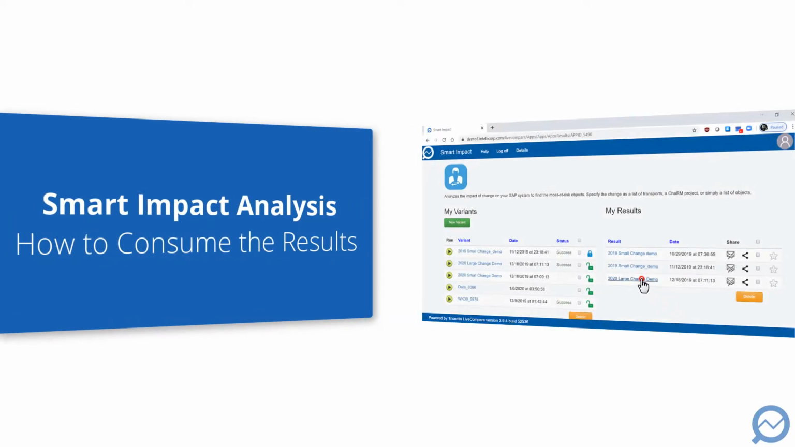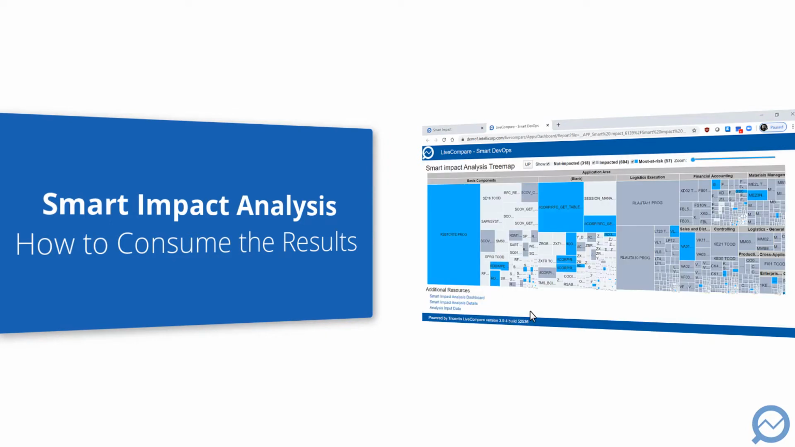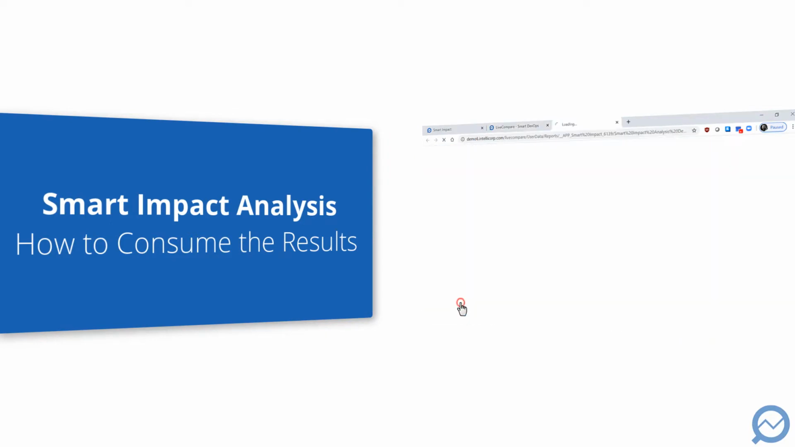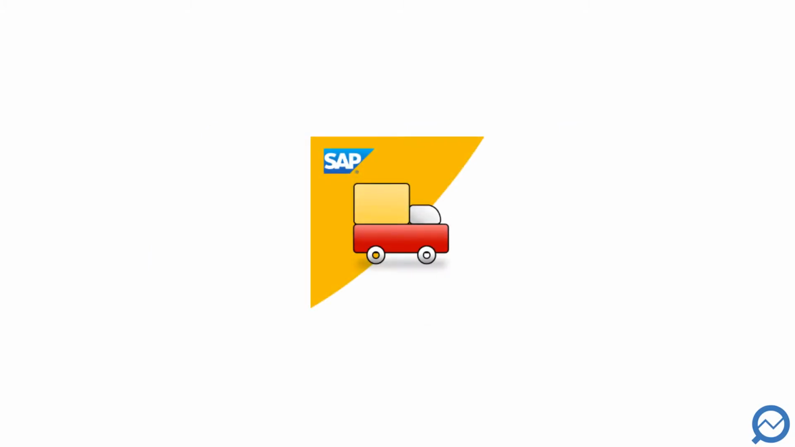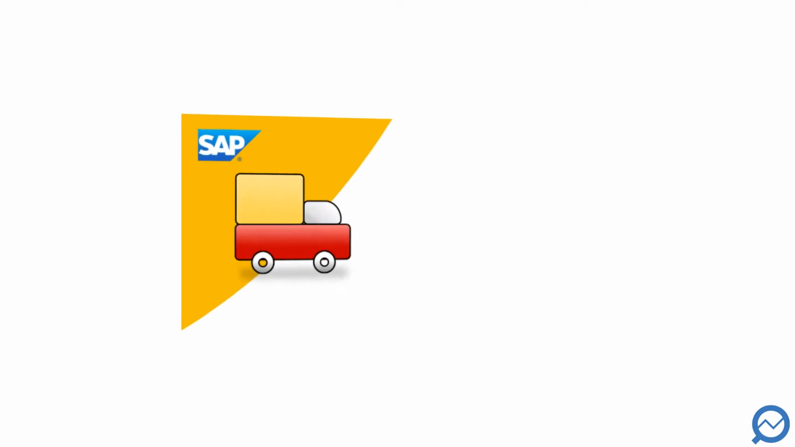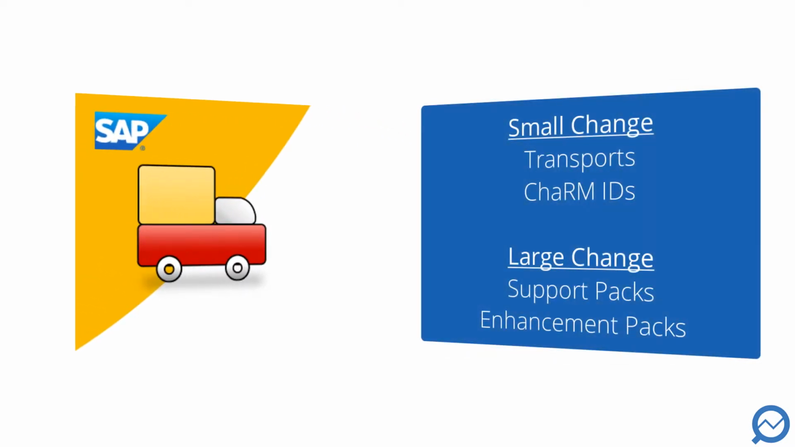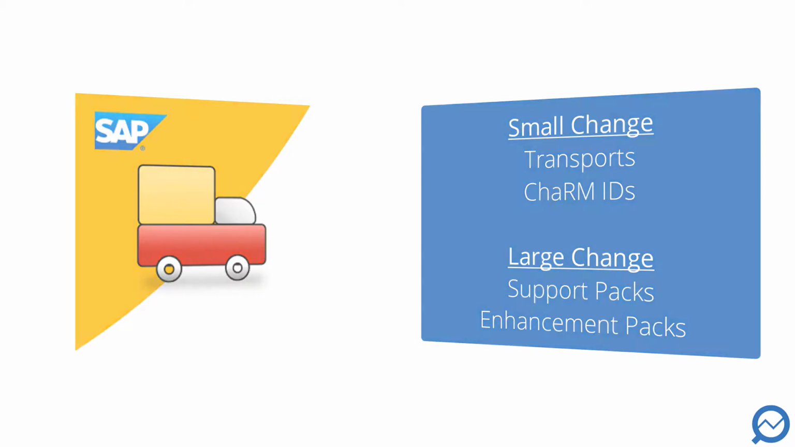In this session, I'll focus on consuming Smart Impact Analysis results and provide guidance on how to navigate the Excel file report. Smart Impact Analysis supports small and large change events in SAP. Small change events include transports and charm IDs. Large change events include applying support and enhancement packs.